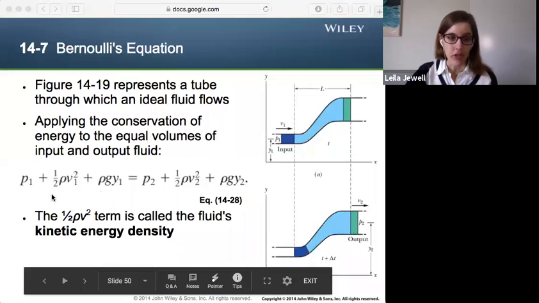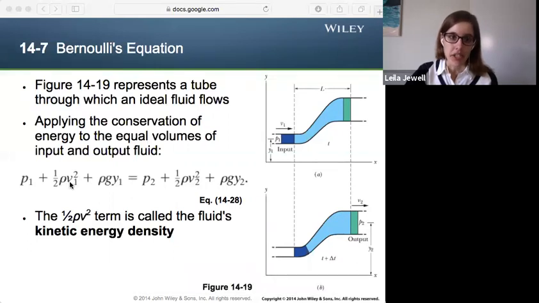But here it is in short, that the pressure at one point plus 1/2 the density times the speed squared plus the density times g, our 9.8, times the y, the vertical distance or the height. Those quantities on the input side must be equal to those same quantities on the output side.